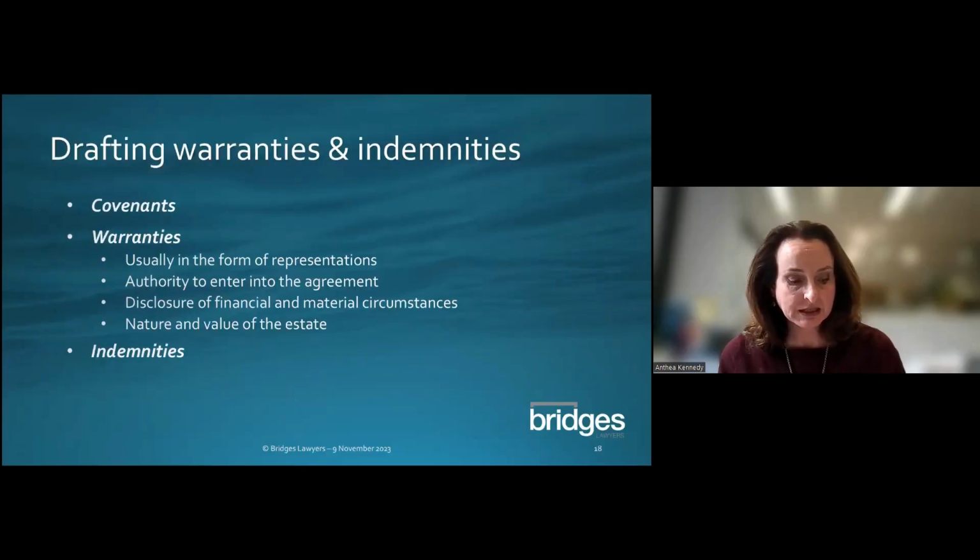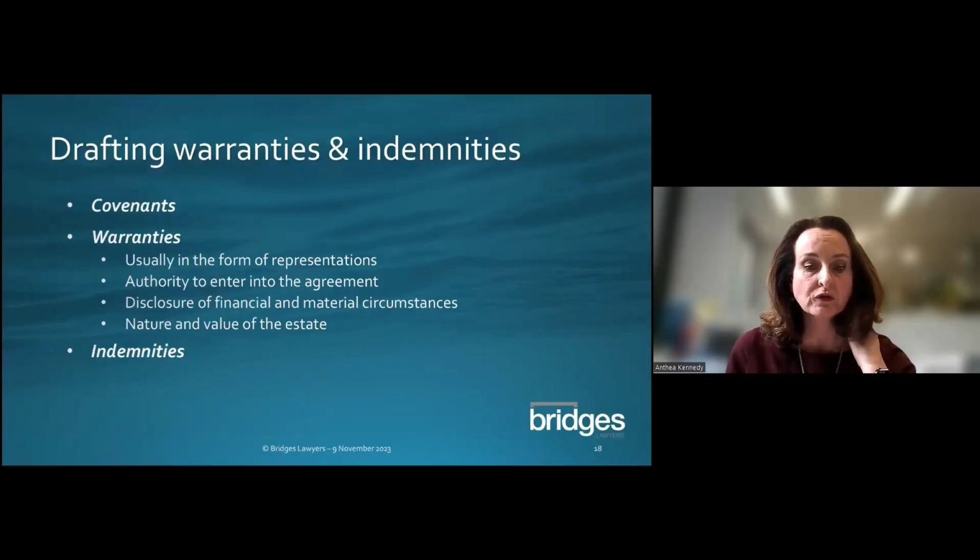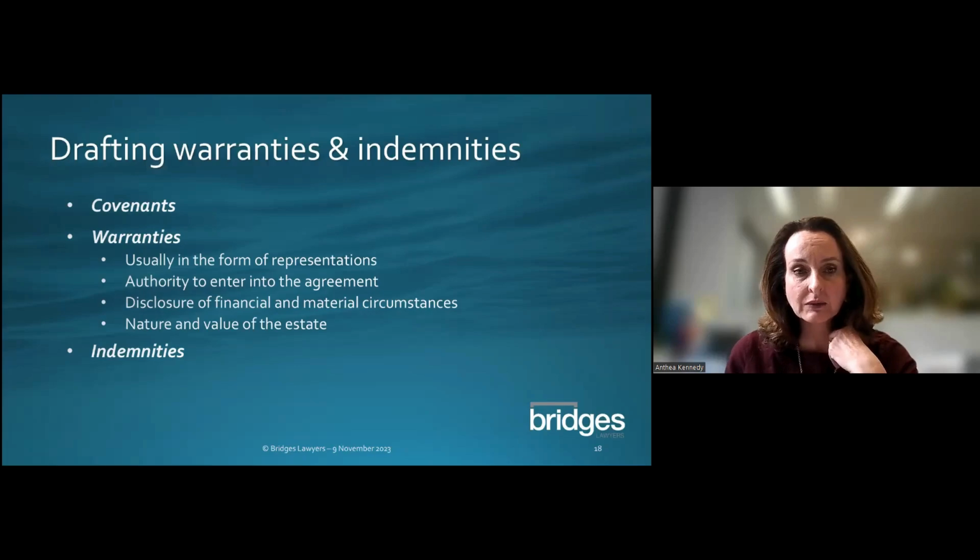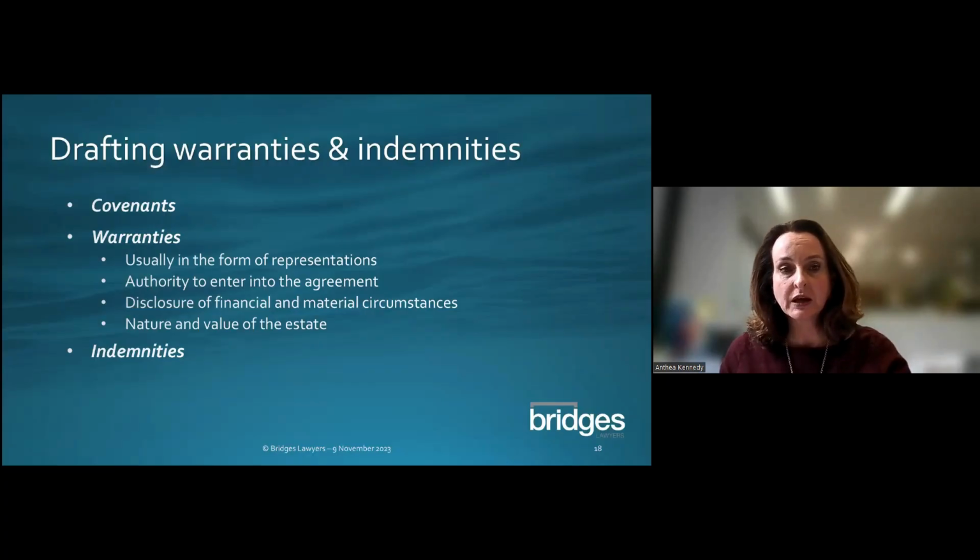Moving on to drafting warranties and indemnities. Generally when used in a contract, a covenant is a promise to either do or refrain from doing something in particular. Covenants are also understood to be made under seal, meaning that in order for a covenant to be enforceable, it has to be contained in a deed that's signed, sealed and delivered. Whereas a warranty is generally defined as a contractually binding promise within a contract. In the context of family provision proceedings, it's usually representations made by the parties, being statements or acknowledgements of certain facts. There may be warranties about the plaintiff's financial or material circumstances, or the nature and value of the estate.